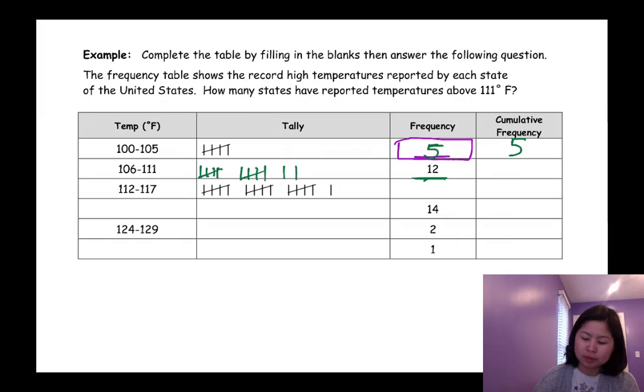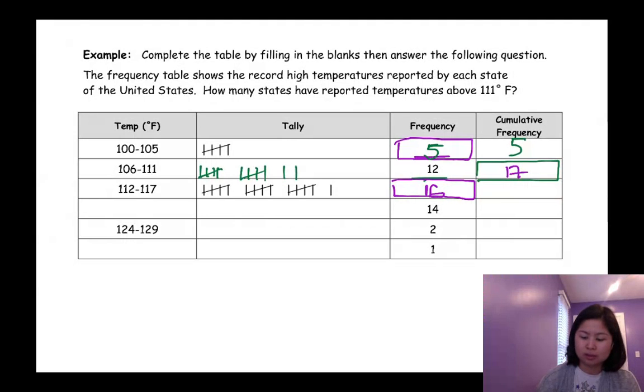The cumulative frequency, can someone tell me or type in the chat? If I look over here, what should be my next cumulative frequency? This box right here, what should I fill in? 17. Good. Thank you. Cool. Now over here for this box, this one is not bad because I already have the tally. So 15, 16, right? I count the tally.